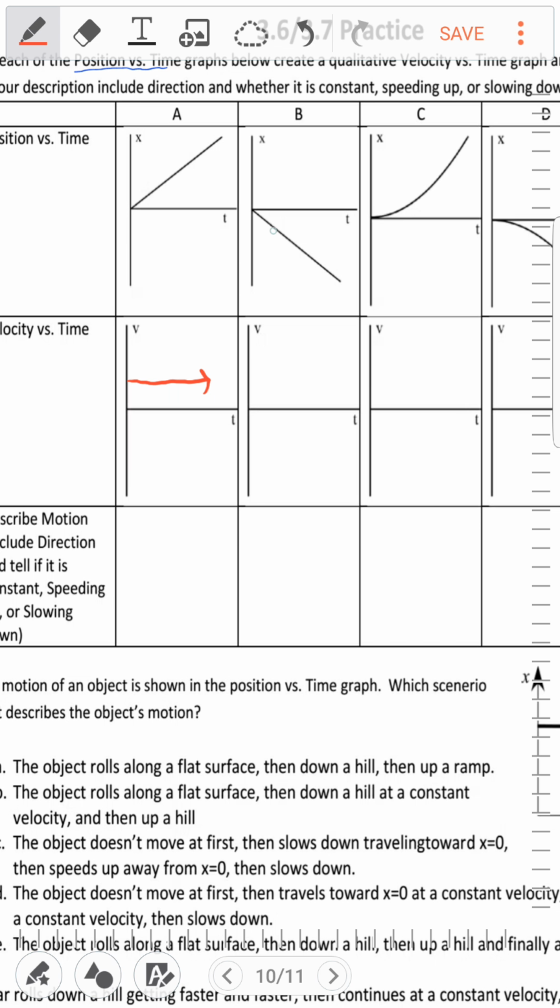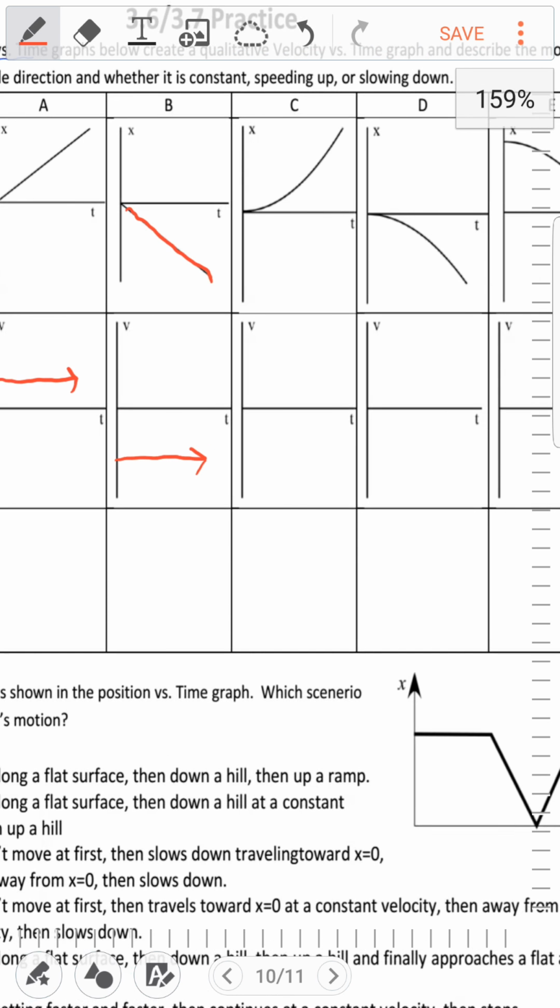Now if you look down here, my slope is going down, so I am staying at a constant speed on letter B in a negative direction. Again, my speed isn't changing in the negative direction. So I go to negative velocity and I draw a flat line too. It's the same thing. We've seen this one in class a lot.